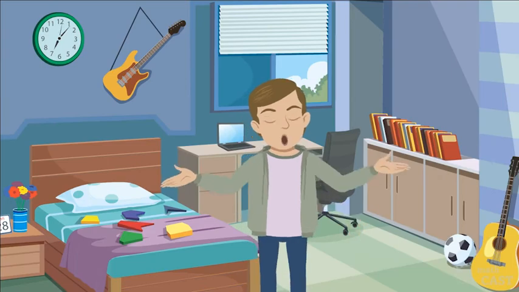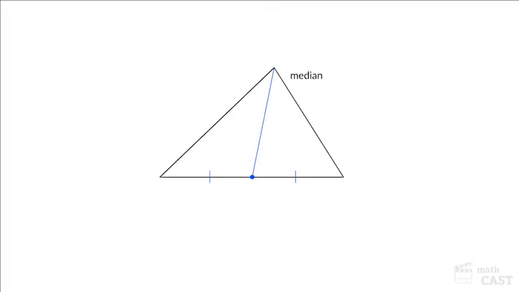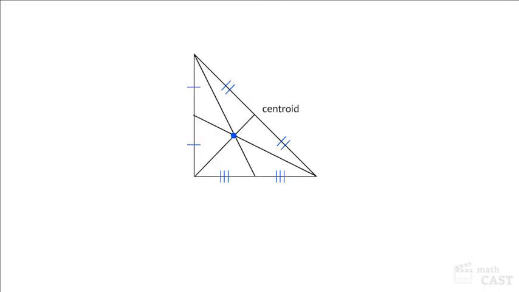Let's talk about centroids. A median of a triangle is a segment from a vertex of a triangle to the midpoint of its opposite side. The centroid of a triangle is the point where the three medians intersect.